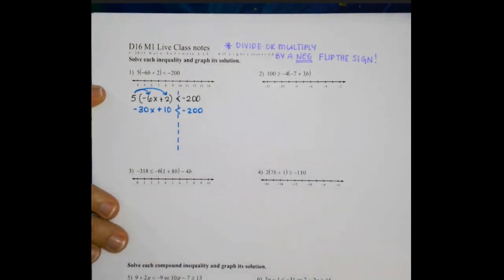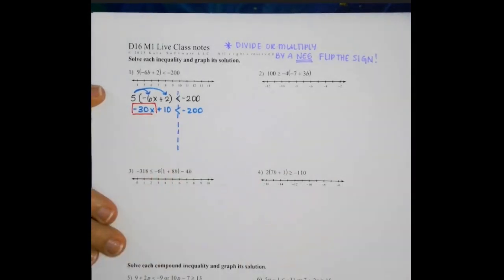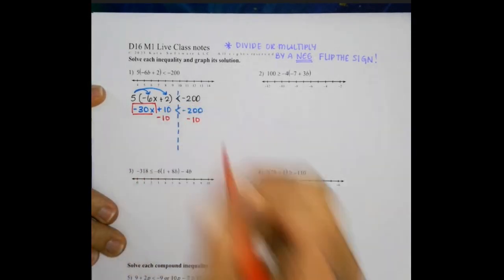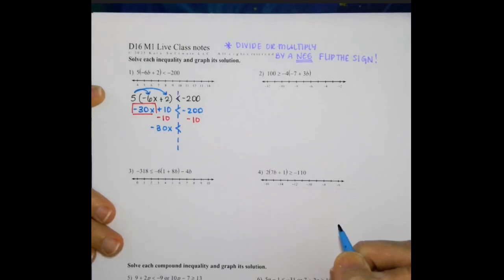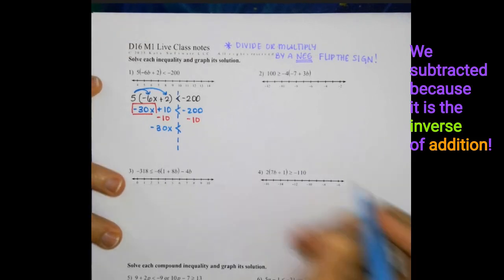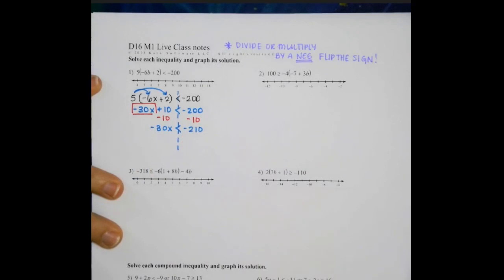Now we have our stinky kid, which is our negative 30x. Somebody other than Zoe, because Zoe's killing it, somebody type in the chat box or tell me, what am I going to do next? Yes, thank you. Subtract 10. Why did I subtract, Zane? But why did I not multiply or divide or any of those fun things? Good, good, good. Thank you. So negative 210. Now, what am I going to do next?